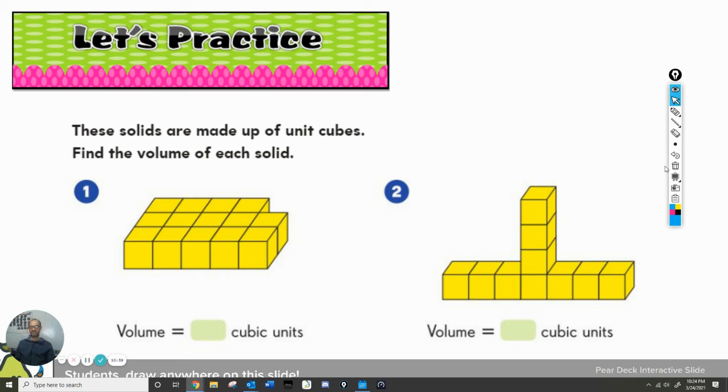All right, let's practice. These volumes are made up of cubes. Find the volumes of each one. Did you get 14? Me too. How about this one? Did you get 10? Me too. Sometimes you just got to pause me because I want to go right through and do it. Nope, that's just a dot. All right.